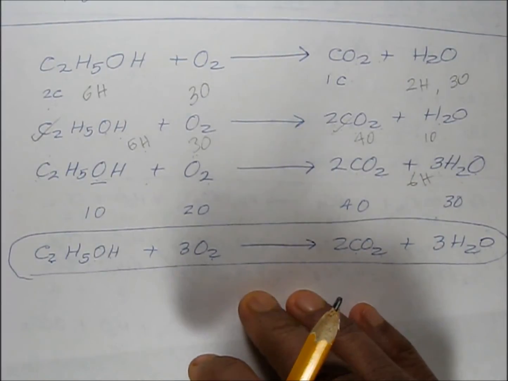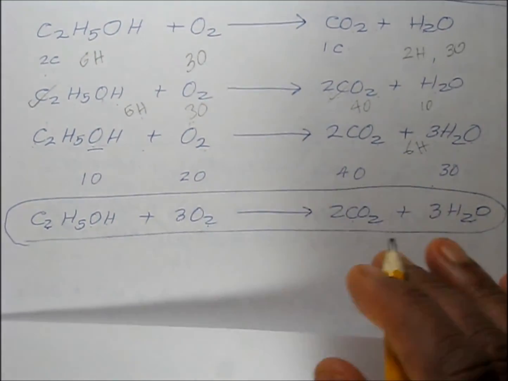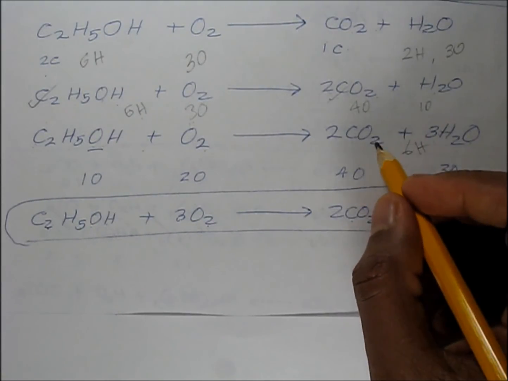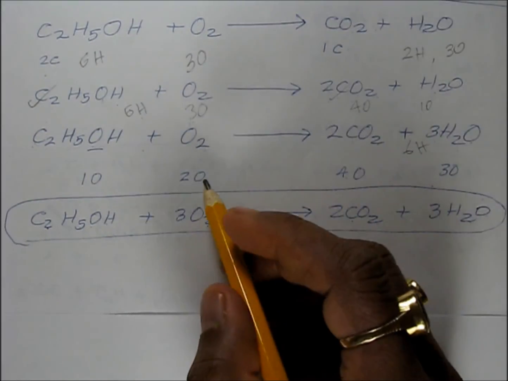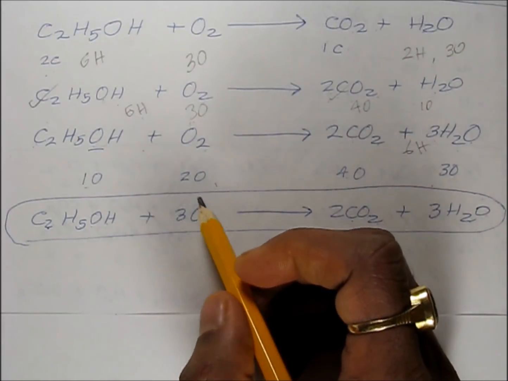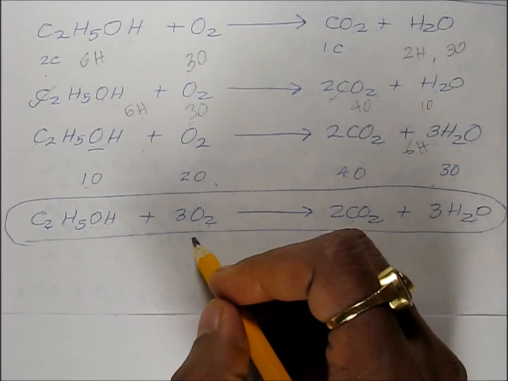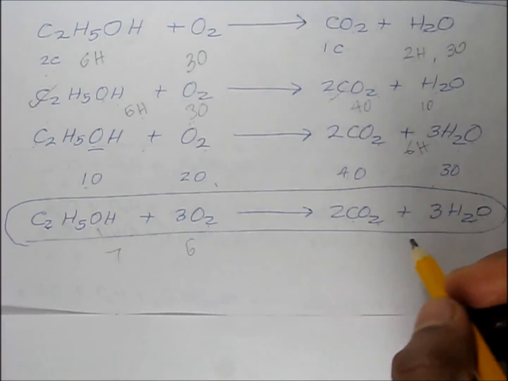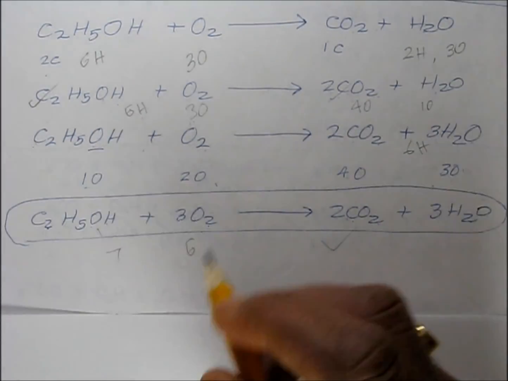So we have to add something else. You can see total oxygen here is 3 plus 4, total 7, 4 plus 3, 7, but here only 3. So we added coefficient 3 in front of oxygen. So now there will be total 6 oxygen, and 1 is from here, total 7, and this is already 7. So the equation will be balanced.